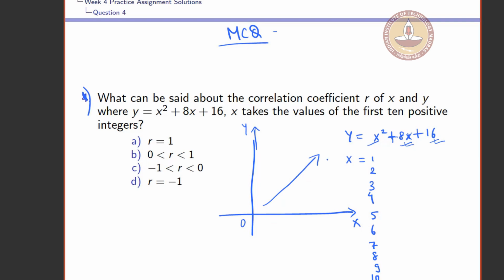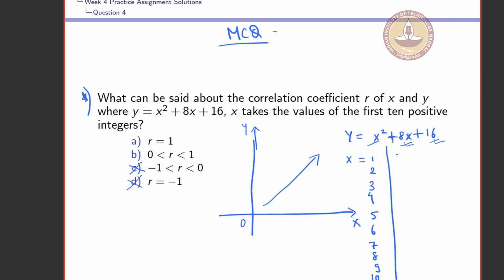Now let's look at the options. Definitely our last option is incorrect, because the correlation coefficient is given to be minus 1. That is not correct in this case, because as x is increasing, y is also increasing. So that is wrong. This is also wrong, because correlation cannot be negative in this case. Now we have two options: whether R is equal to 1 or whether R lies between 0 and 1. So let's find the value of y.